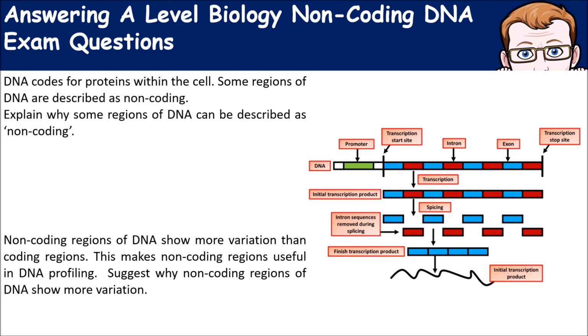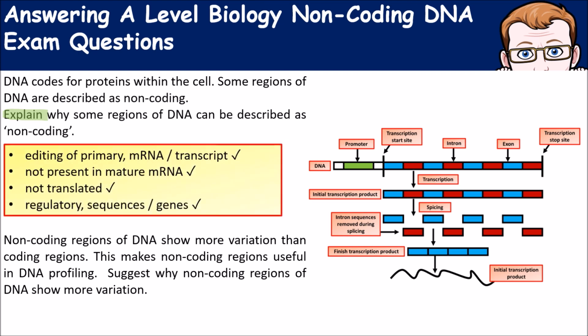So we'll just have a look at this question. DNA codes for proteins within the cell. Some regions of DNA are described as non-coding. Explain, the important bit there is the explain part, why some regions of DNA can be described as non-coding.